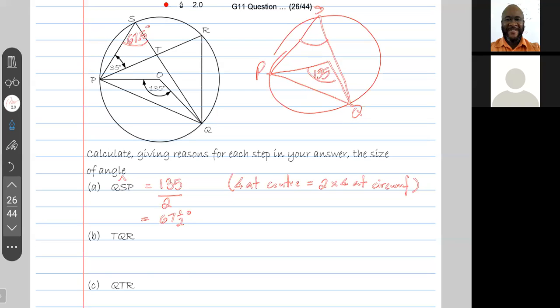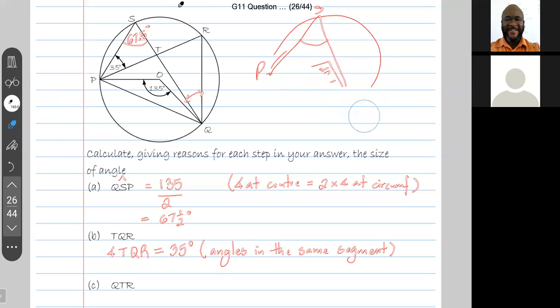Next, we need to determine, well, what is TQR? That's this angle here. Now, TQR is actually equal to 35 degrees. These are angles in the same segment. Let me show it to you. And angles in the same segment are equal.